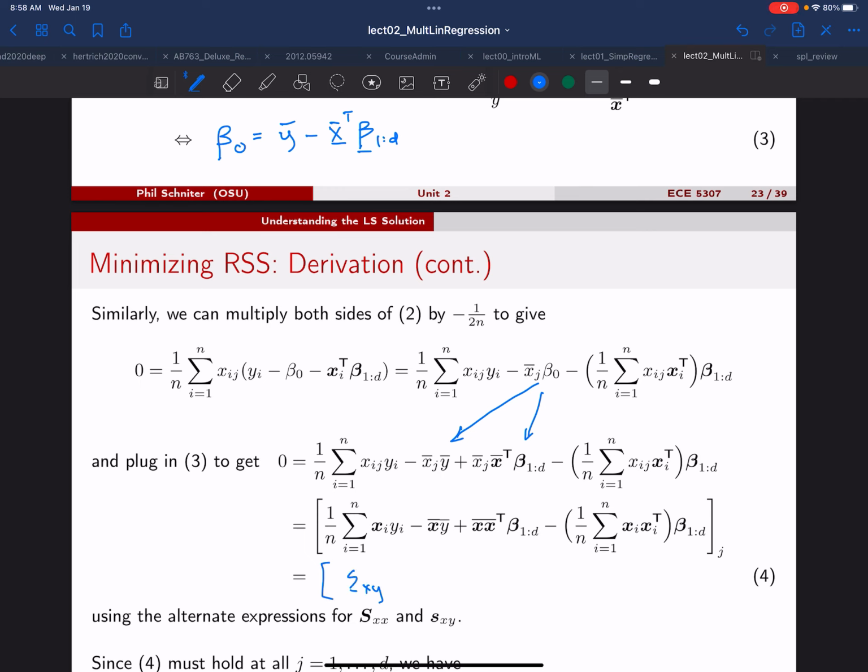SXY, the vector. And then on the right, we have beta 1 through d. That's a common term here. And if you look at this, XX transpose minus this, does that look familiar? Turns out that that is minus matrix SXX times beta 1 through d.